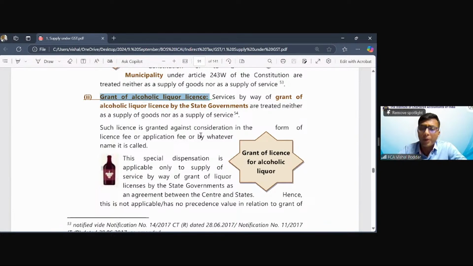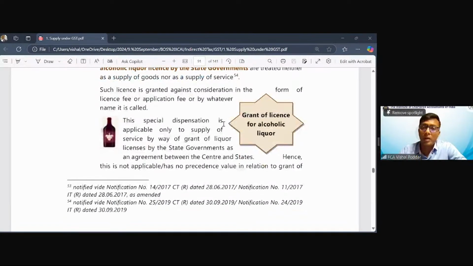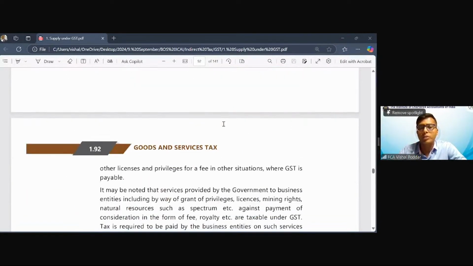Now, the point is that when government grants liquor license, it is charging some fees. In this particular case, the fees which the government is charging for giving this liquor license is what is put in this no supply category. So actually there is no logic in this. Technically they should not have done this, but again there are a lot of different political and other pressures because of which certain amendments are brought. So this particular point of sale of liquor license by the government to these liquor shops has been kept outside GST.